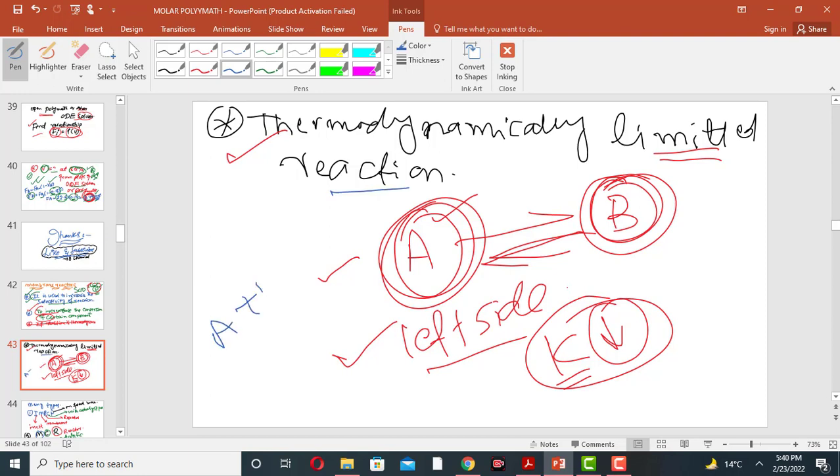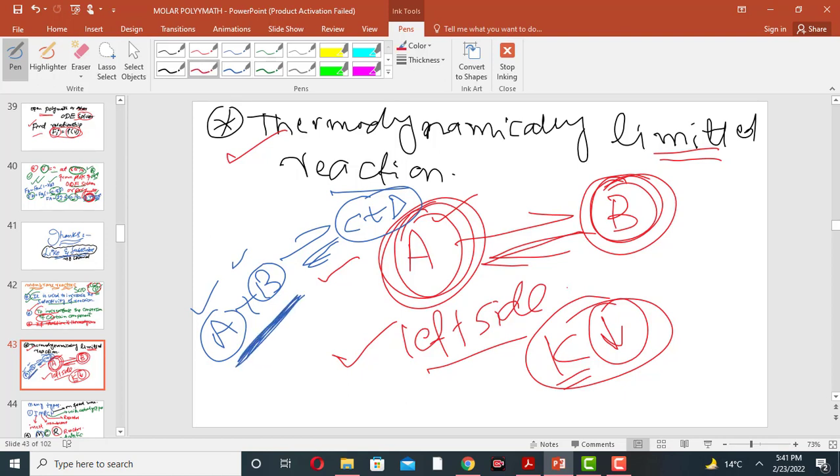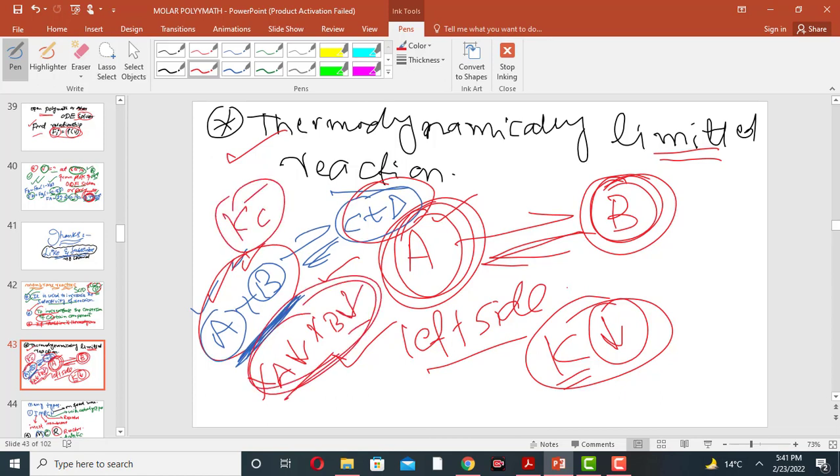For example, if A plus B react and give C plus D, then after a certain time C and D combine and give A plus B. Thermodynamically limited means that a very small amount of A and B is converted into C and D. So the conversion of A and B is very small, and the equilibrium constant value K is very small for this type of reaction. So we want to increase the conversion of A and B, and reach equilibrium earlier in a very short time. For this purpose we are using the membrane reactor.